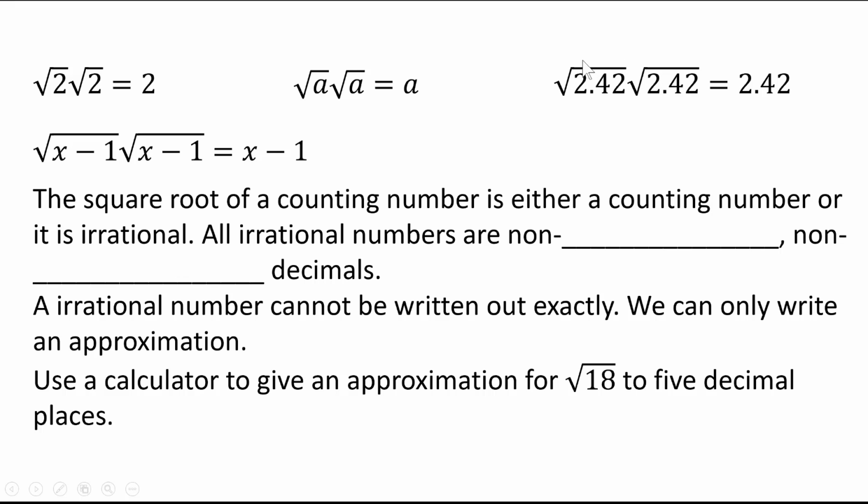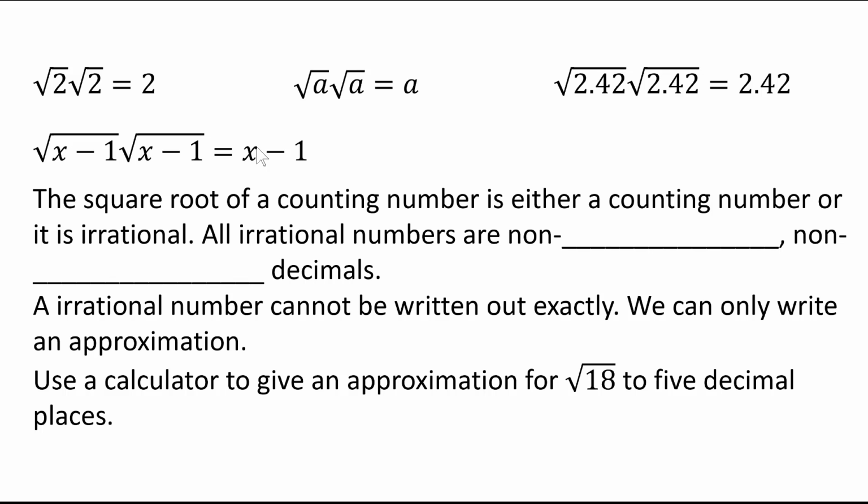It's the number you multiply by itself to get whatever number is under the radical. The square root of x minus 1 times the square root of x minus 1 is x minus 1. Every time you multiply a square root by itself, you get that number that's under the radical.